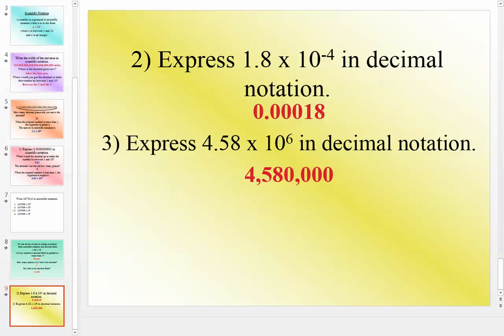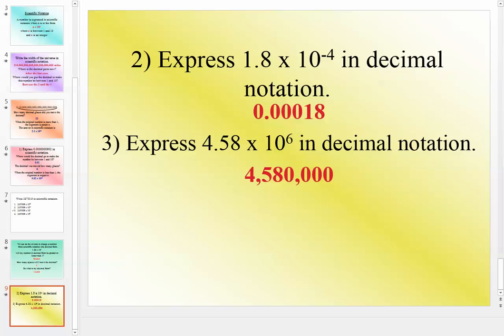So if you were to try a couple on your own, just make sure it works for you. 1.8 times 10 to the negative 4th. The negative number tells me that my final number is going to be less than 1. And I'm going to move my decimal to the right 4 spots. I'm sorry, I'm going to move my decimal to the left 4 spots. So when you do that, bang, you're set, ready to go.